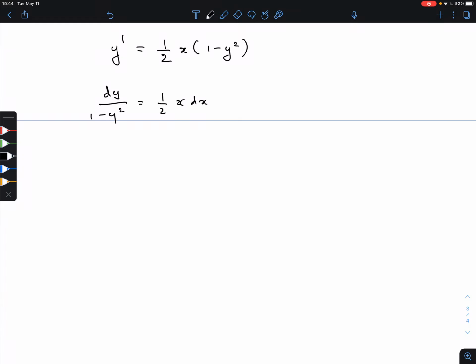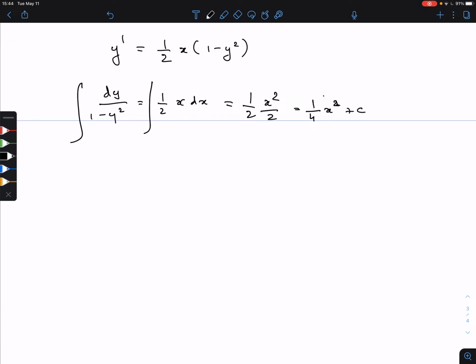I'm already prepping myself for the integration. Okay, so we have to integrate both sides. Let's do this side first. That's the easy one. That's a half x squared over 2. So there's 1/4 x squared plus constant, say. We have to add the constant here. Now, what is the antiderivative of 1 over 1 minus y squared? 1 over 1 plus y squared was arctangent, but 1 minus y squared.